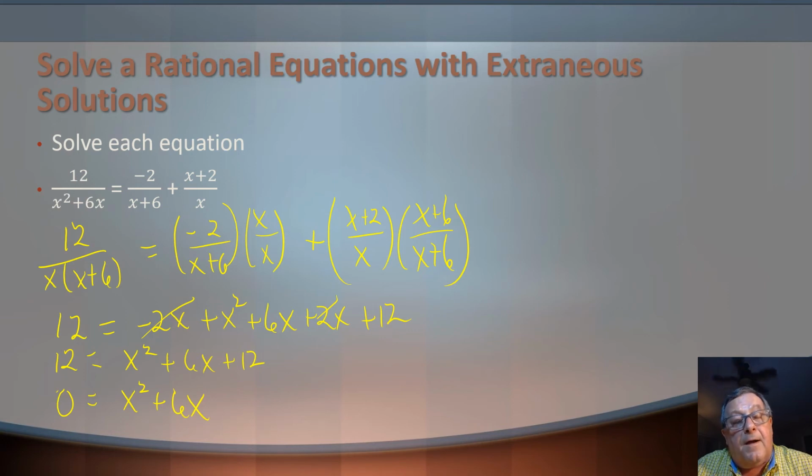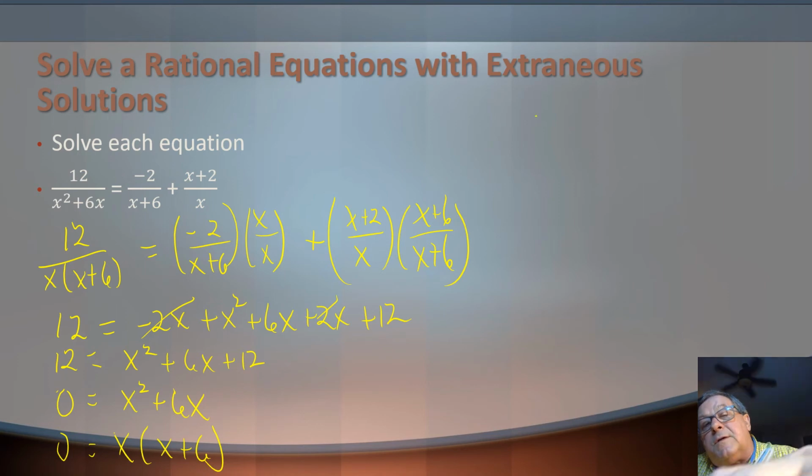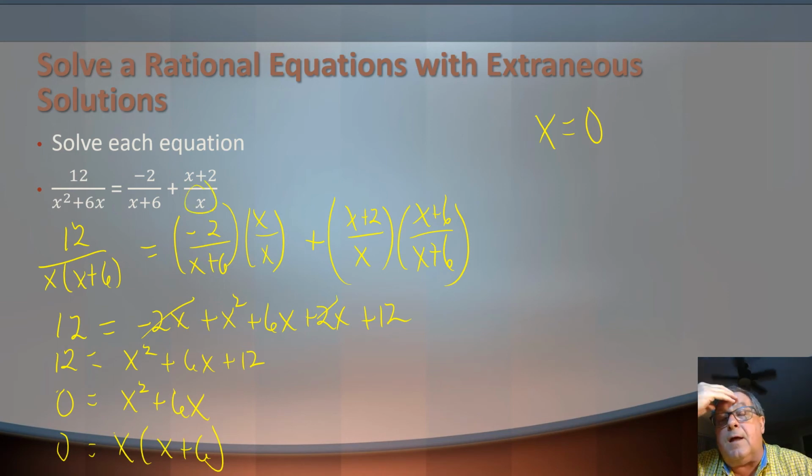Well, I can factor that. I've already done it once. So let's see. We got 0 equals x times x plus 6. All right, let's set each factor equal to 0. Well, if x is equal to 0, what's going to happen here? Well, if I look right there, that's a 0 right there. I'd have to plug in a 0. I can't do that. So that cannot be a valid solution.